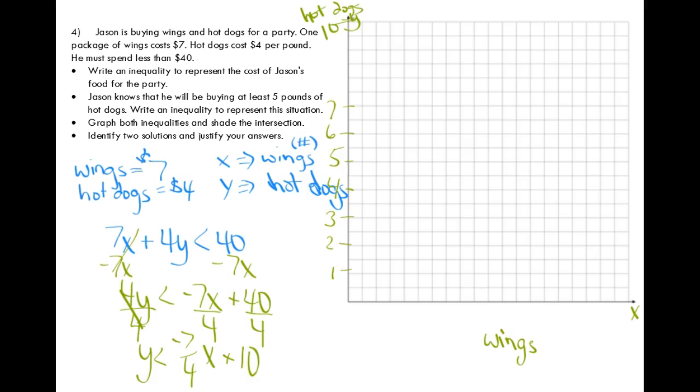Might be a little overkill. I don't need to use quite all of my graph, but I think it'll be good. And this inequality makes sense, because let's say I bought 0 wings. It's a pretty lame party if he wants wings and he's buying 0 wings, but we say y is less than 10, which makes sense because 10 pounds of hot dog would be exactly $40. And that actually wouldn't work because he has to spend less than 40, but that's why we're going to make a dotted line. But either way, the math kind of works out.